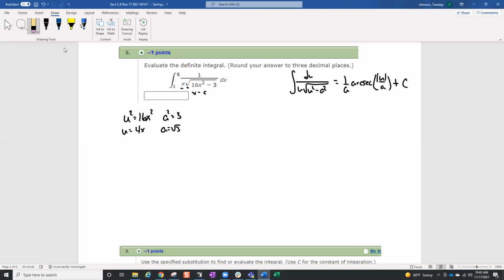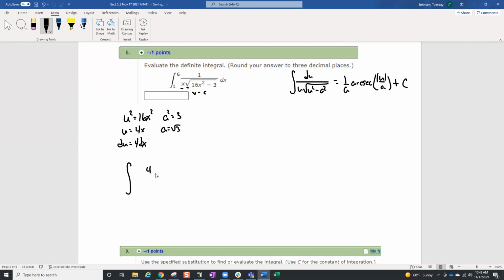Let's figure out where I am before I start talking. Find the derivative of u. There we go. Now, we don't have a 4dx, and we know we could offset that 4, but we also don't have a 4x. So check out this little trick.